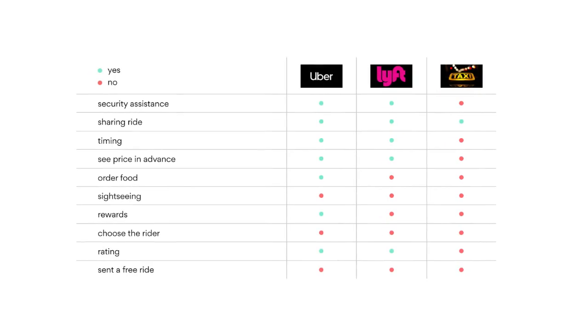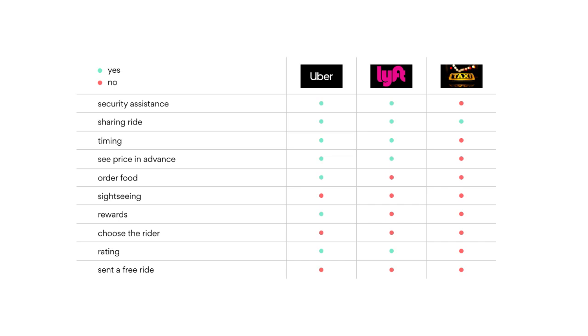Here's a competitive analysis of the process of booking a cab. So we have two applications, Uber and Lyft, and the other is just a normal taxi. They've mentioned some criteria in the left column, and the criteria are measured by a yes or no. So the first criterion is security assistance. They say that Uber allows security assistance, and even Lyft has that feature, whereas we can't ensure security in a normal taxi.